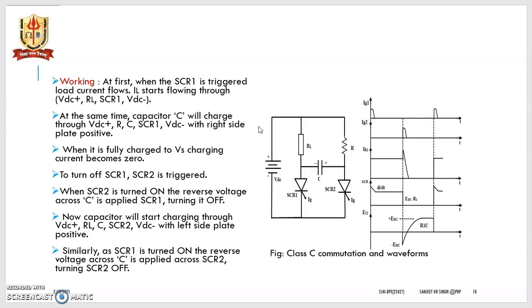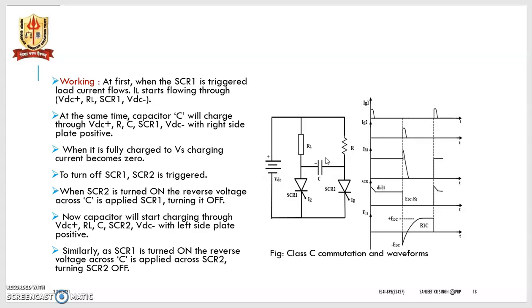At first, when the SCR1 is triggered, then load current will be flowing through it, and moreover there is charging of the capacitor with the right hand side positive and left hand side negative. So here is the load current, and the voltage across first SCR is 0 because it is in the on state, and on state voltage drop is very minimum, 1 to 2 volt order.